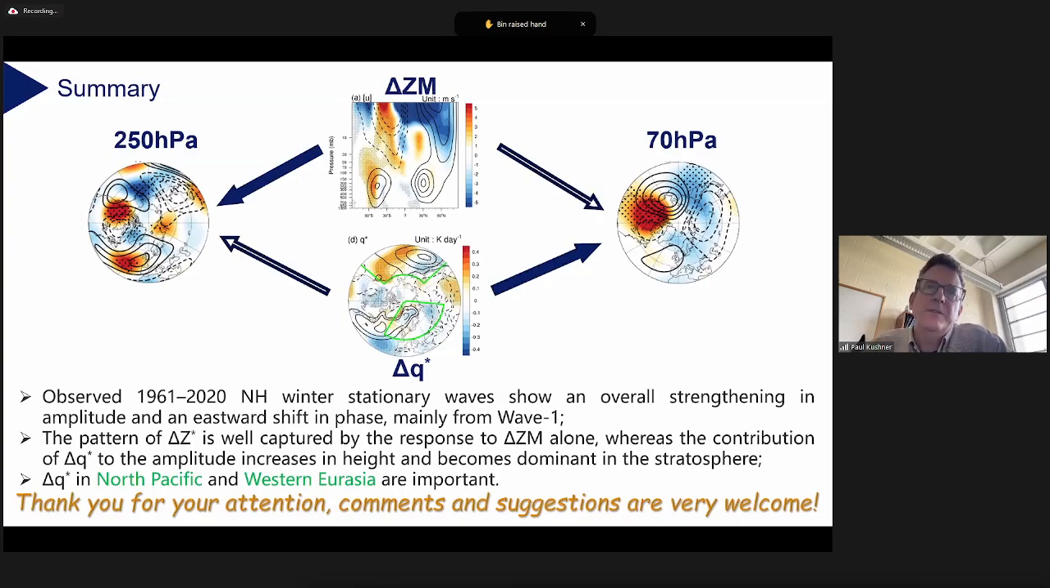Is the stationary wave model capable of helping you interpret that? You mean the summertime? Not yet. I've asked another student to work on that, and it's still work in progress. Good. Keep me posted. Thank you very much.